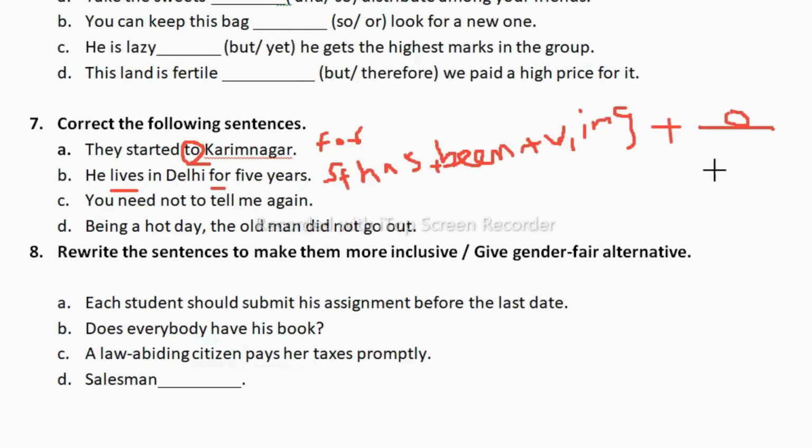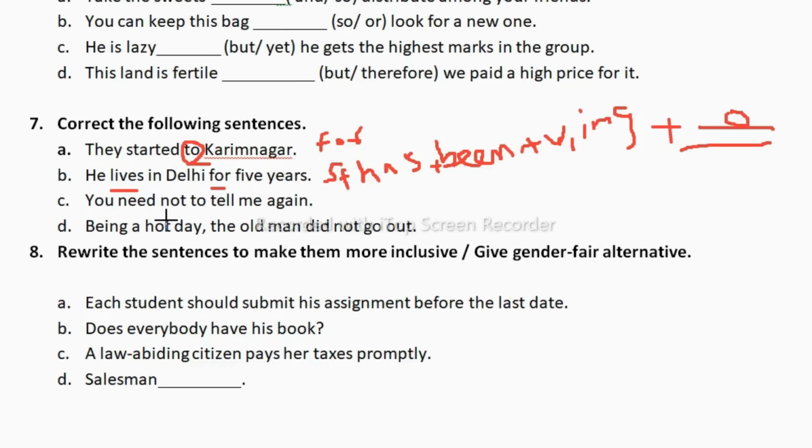This is the structure of the present perfect continuous. So if you see "for" and "since" in your sentence, then you should write this structure. You need not tell me again. So now students, by seeing this answer, the sentence looks correct.